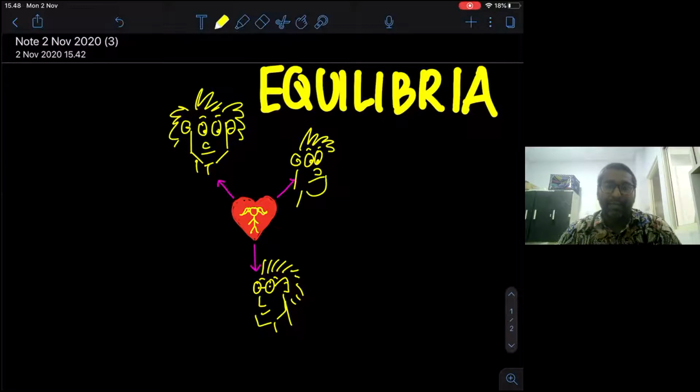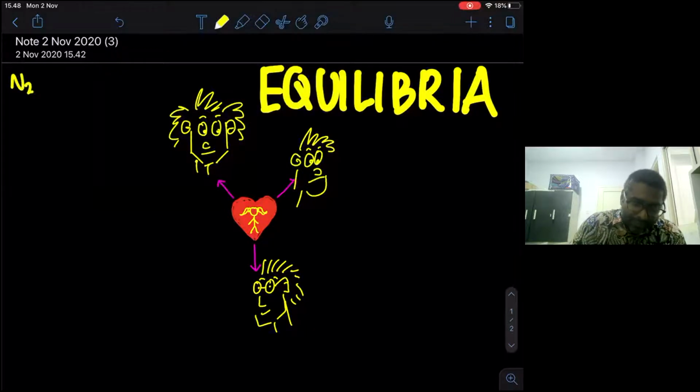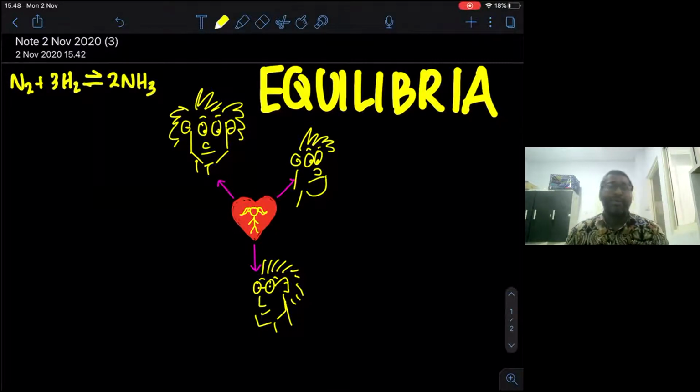reversible. It means that they have both forward and reverse reaction. For example, the Haber process: nitrogen plus hydrogen gives you ammonia. I will write down the equation here, N2 plus 3H2. So it is represented by this equation. So this is a Haber process.